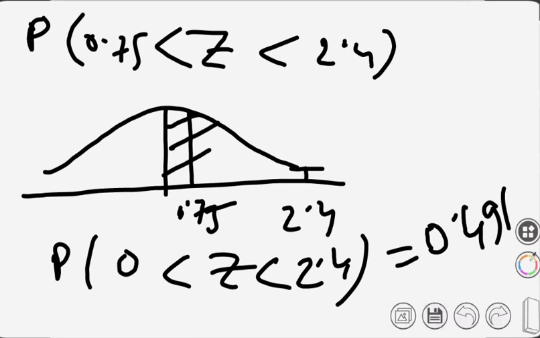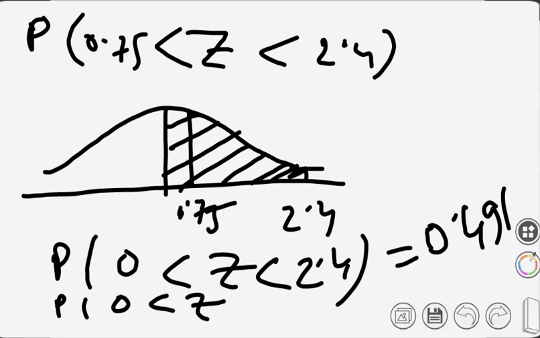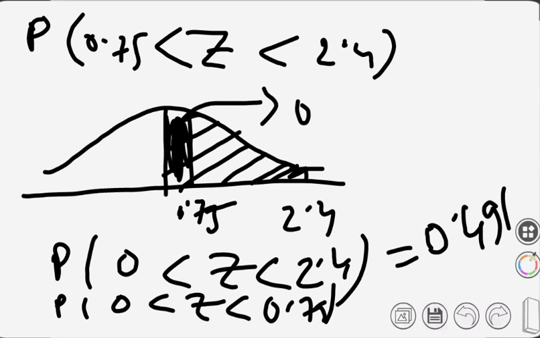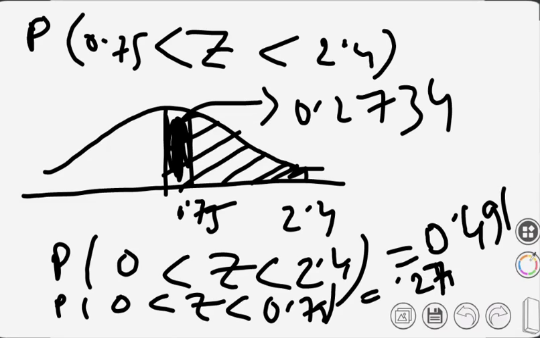So if you draw that, this is 0.4918. And what is the probability of 0 to 0.75? It is 0.2734. So this area is 0.2734, isn't it? So what is your required area?